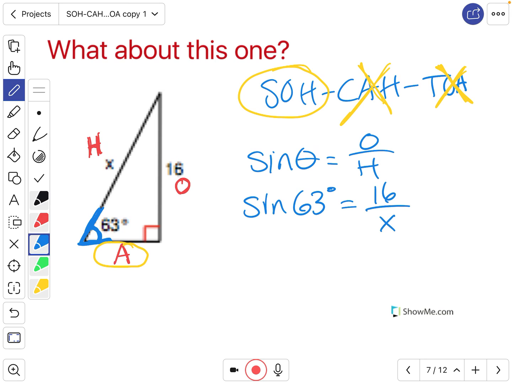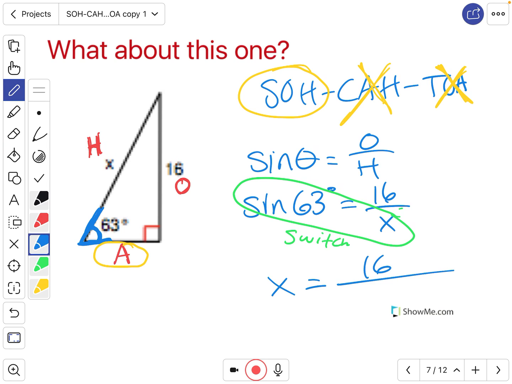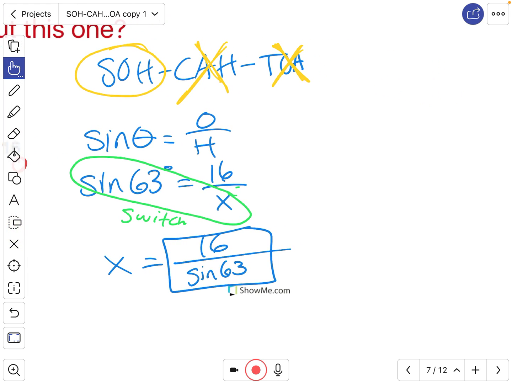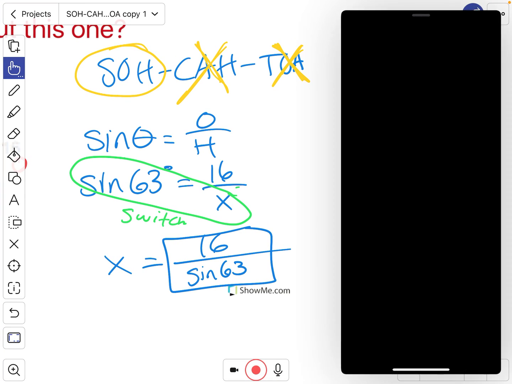And a shortcut to solve this: you'd actually have to multiply x to both sides, then divide by the sine of 63. But in short, a trick here is anytime you have that x on the bottom, if you simply switch these two positions, that's what x is going to equal. So if I switch these, it becomes x equals 16 over the sine of 63, and this is what I would type on my calculator: 16 divided by the sine of 63.